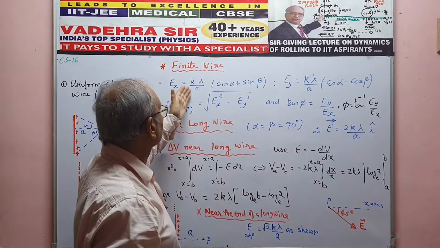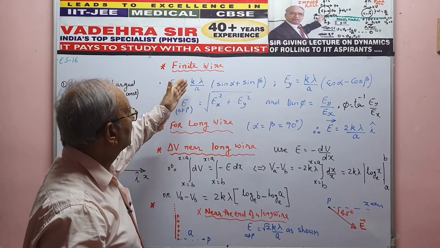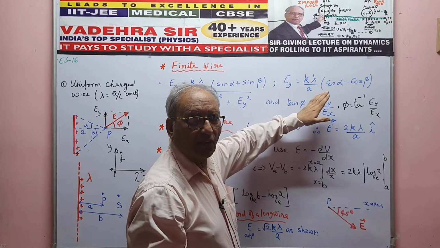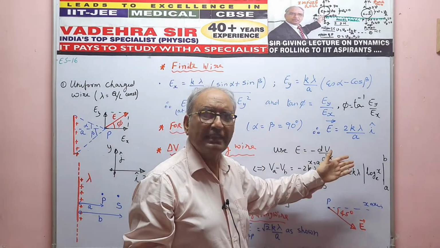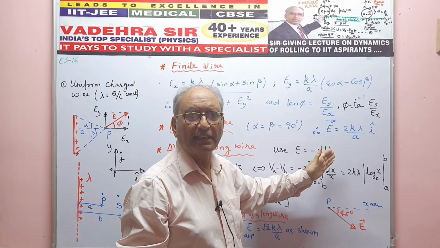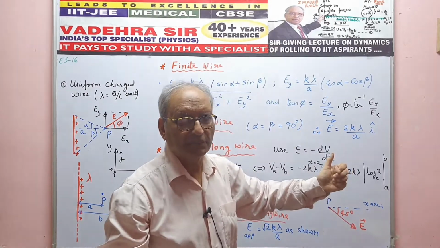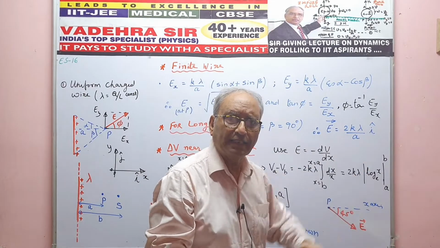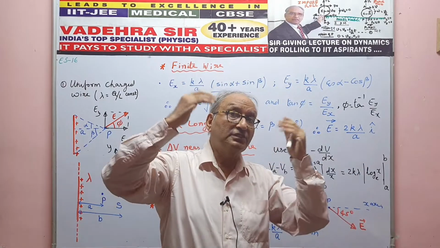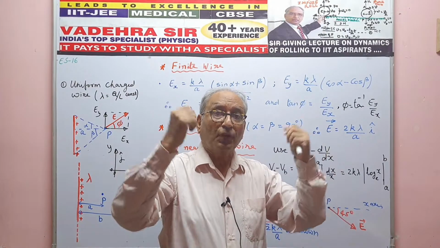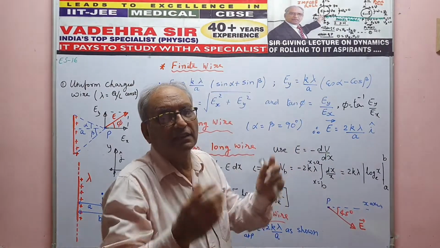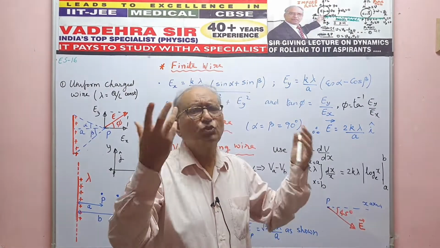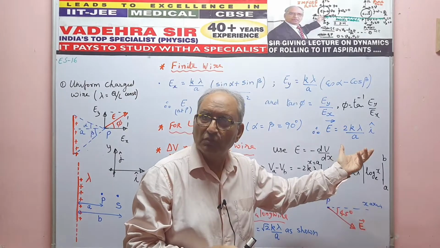So Ex would just become 2k lambda by A, and Ey is gone. Only Ex stays, so the resultant field is 2k lambda by A along i cap. There you are: 2k lambda upon A i cap. You can keep this result because you can use it later on in many other problems of electrostatics, maybe finding the capacitance of a cylinder or many other things that make use of this expression.